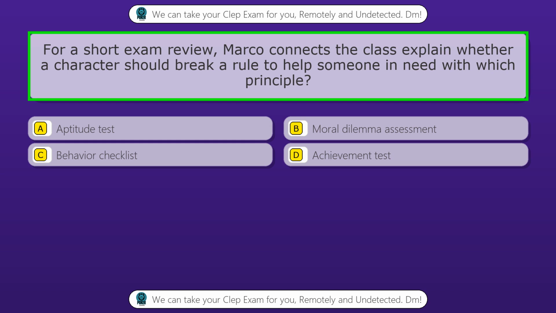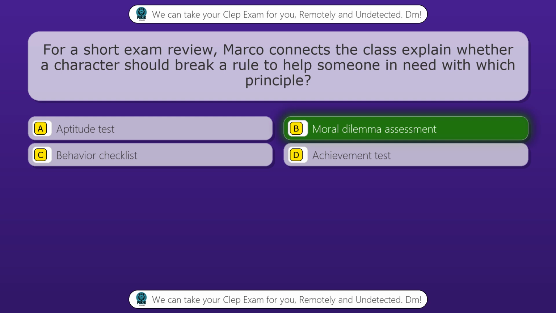Question 87. For a short exam review, Marco connects the class. Explain whether a character should break a rule to help someone in need with which principle. Option A, aptitude test. Option B, moral dilemma assessment. Option C, behavior checklist. Option D, achievement test. The correct answer is option B, moral dilemma assessment.